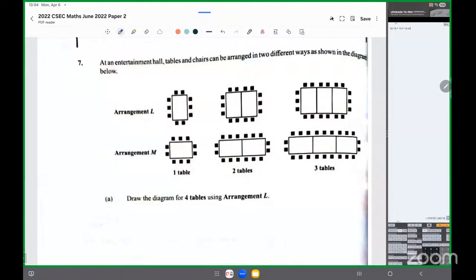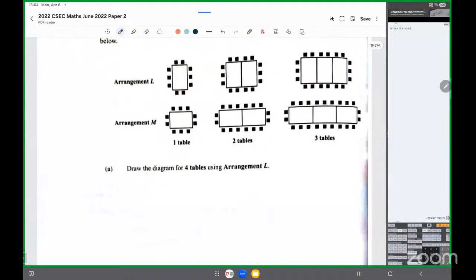It says draw the diagram for 4 tables in arrangement L. This one. So it's going to be 4 tables side by side in arrangement L, and then the chairs around it. So it's basically going to be like this: 4 tables side by side.